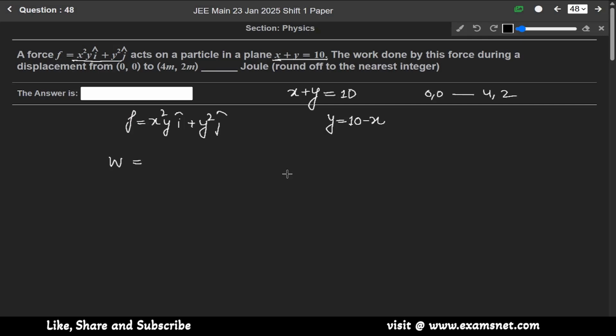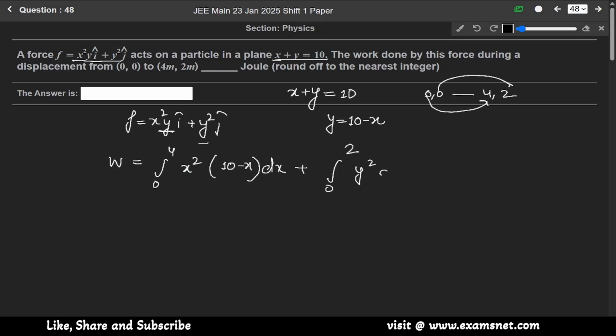So work done will be equal to the integral from 0 to 4 of x square, and in place of y we can write 10 minus x, dx, plus y from 0 to 2, so integral from 0 to 2 of y square dy. So just integrate it and we'll get our desired answer. So it will be 10 x cube by 3 from 0 to 4 minus x raised to the power 4 by 4 from 0 to 4 plus y cube by 3 from 0 to 2.